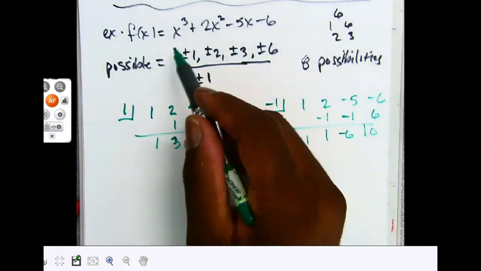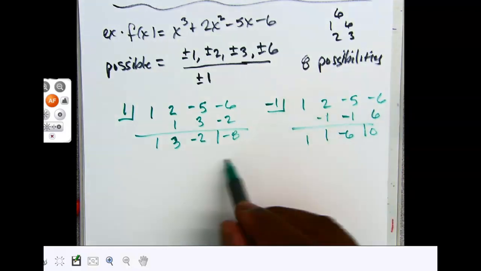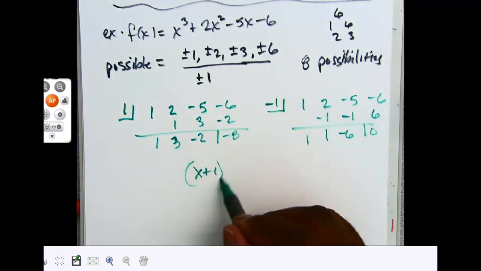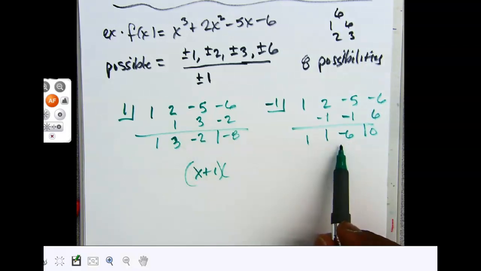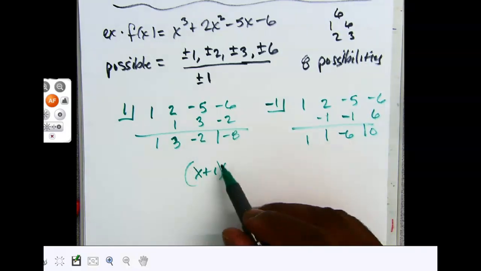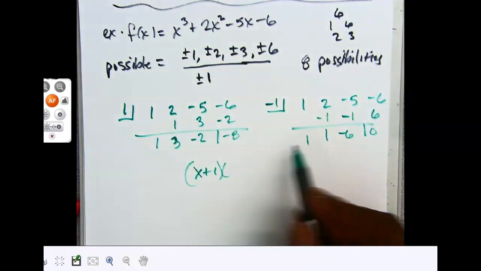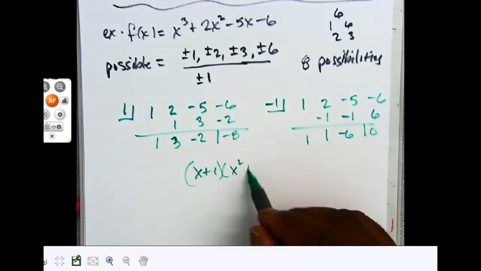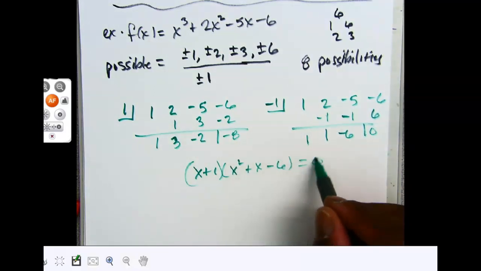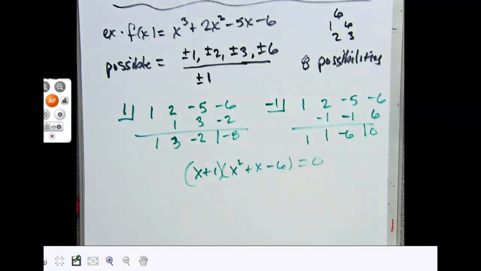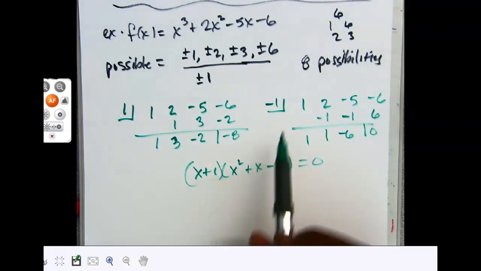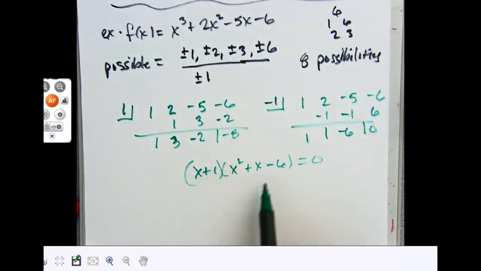So with where we started here, since this is a 0, we can rewrite this as x plus 1 times, and now here are the coefficients of our remaining polynomial. Because it started at x to the third, this will be x squared plus x minus 6, and that's equal to 0. So we already know negative 1 is a 0. Now this part right here, if we can factor this, we can find the remaining two zeros. If not, we would have to use the quadratic equation.